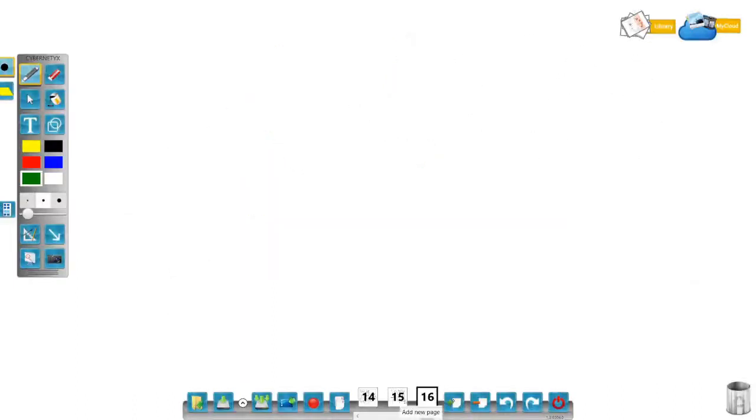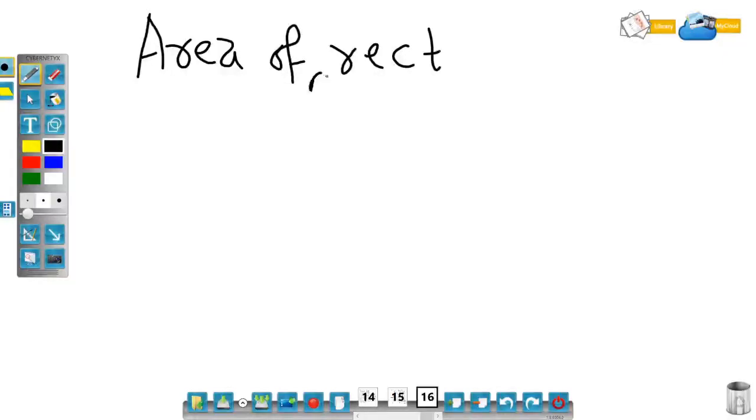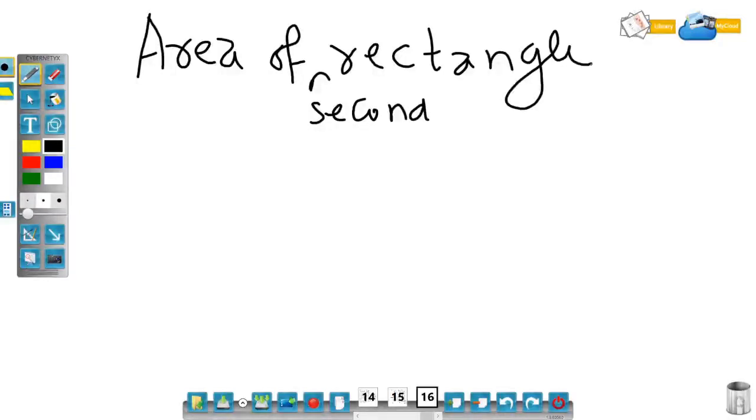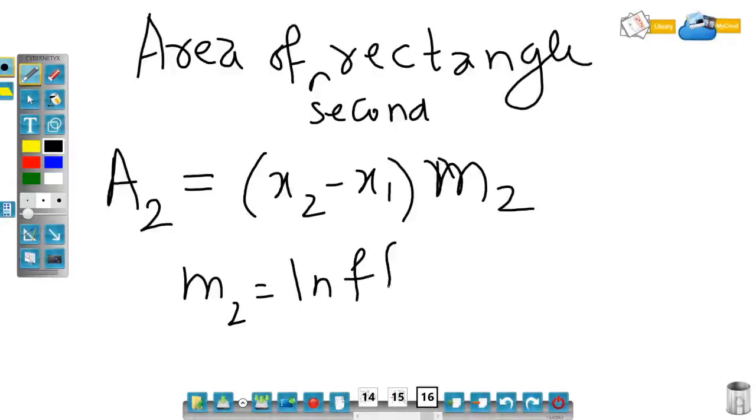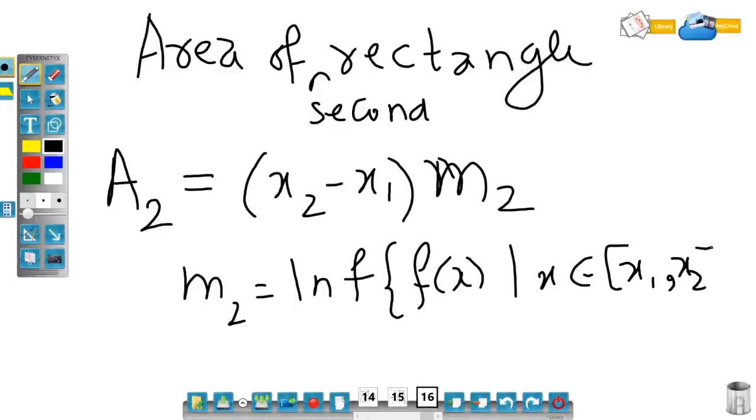So now I will define here again the area of the second rectangle, I should say, that we will denote as a2. So it is x2 minus x1 times small m2. What is small m2? Small m2 is the infimum of my f(x), such that x belongs to [x1, x2].